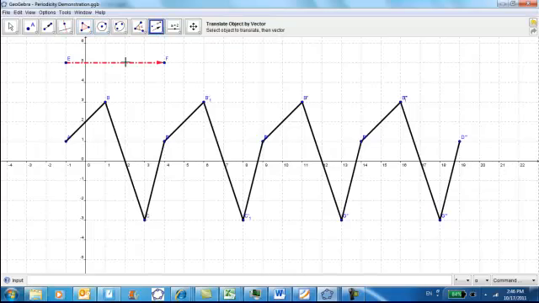And so now, if you didn't know what the period was, you could look at this and look at what you have to copy over and over again to get the whole function. And it would be this section. You'd see it'd be 5 long. And whether you count it from here to here, or from here to here, we keep seeing this gap of 5.